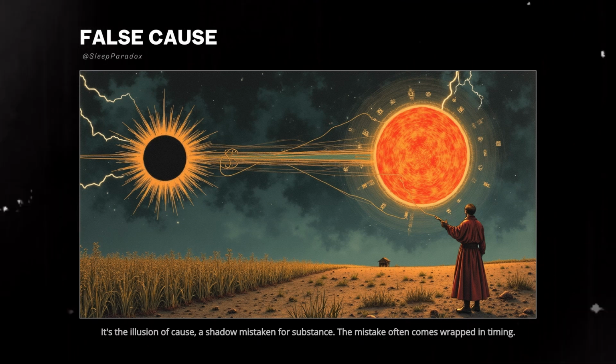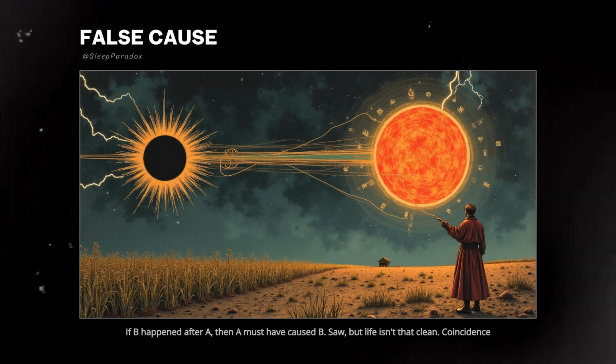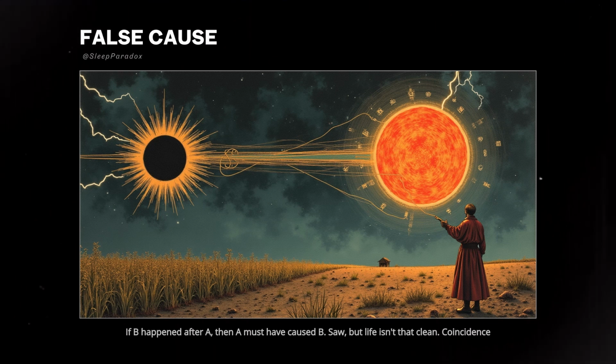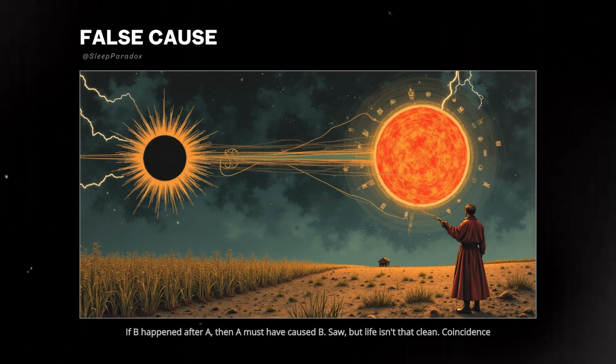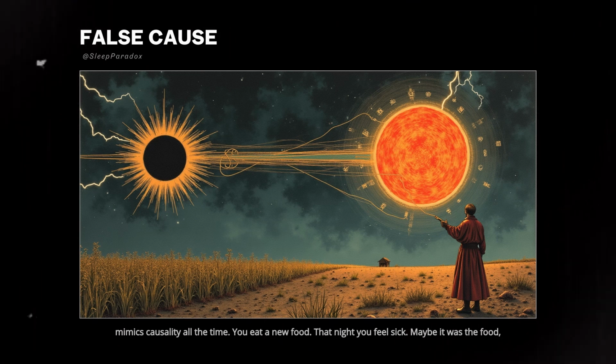The mistake often comes wrapped in timing. If B happened after A, then A must have caused B. But life isn't that clean. Coincidence mimics causality all the time.